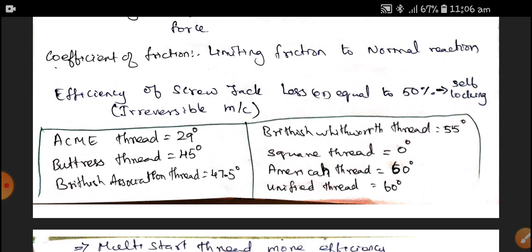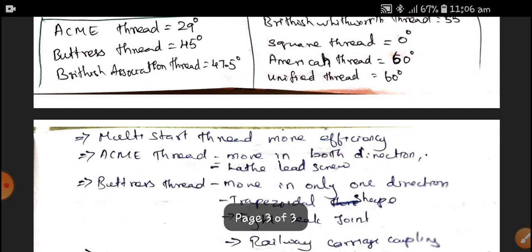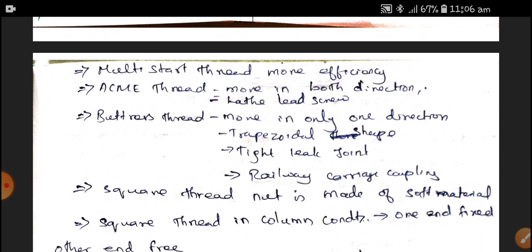Okay, and in some of the cases we are using multi-start threads. For your better understanding, in all your water bottles or water cans or soft drink cans, they are using a multi-start thread. You can easily notice that. What is the purpose of a multi-start thread? The multi-start thread has more efficiency.